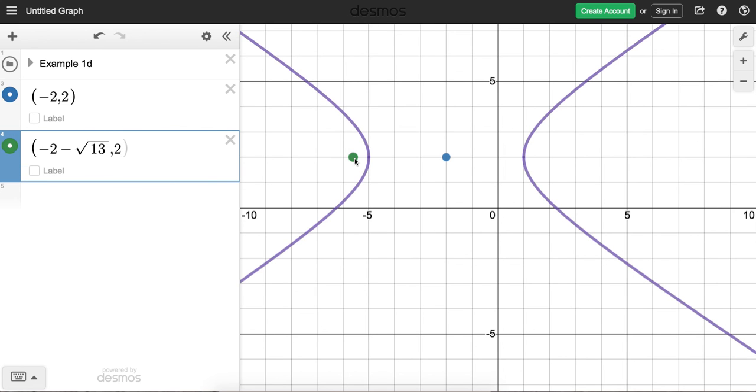So here's one of our focal points. Again, notice it is inside this hyperbola's branch, much like parabolas. So the length from the center to this focal point is the square root of 13, which is slightly smaller than 4.